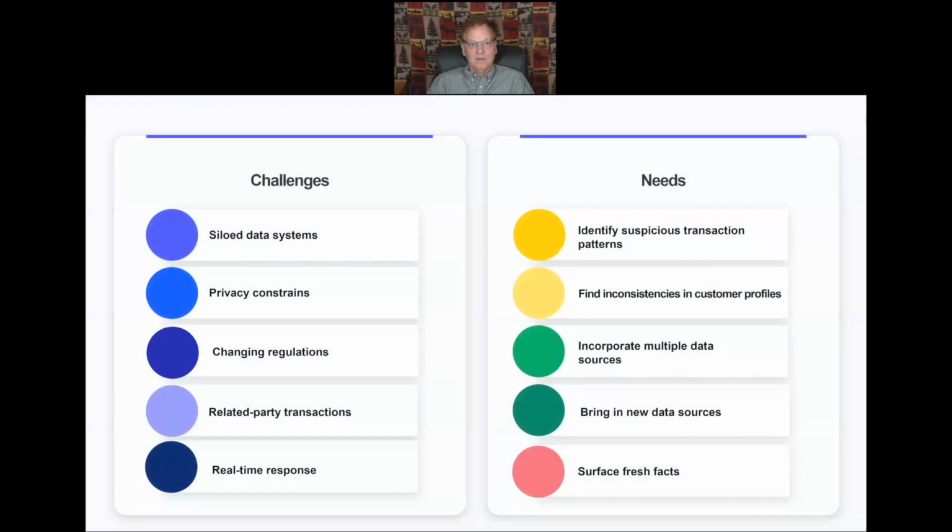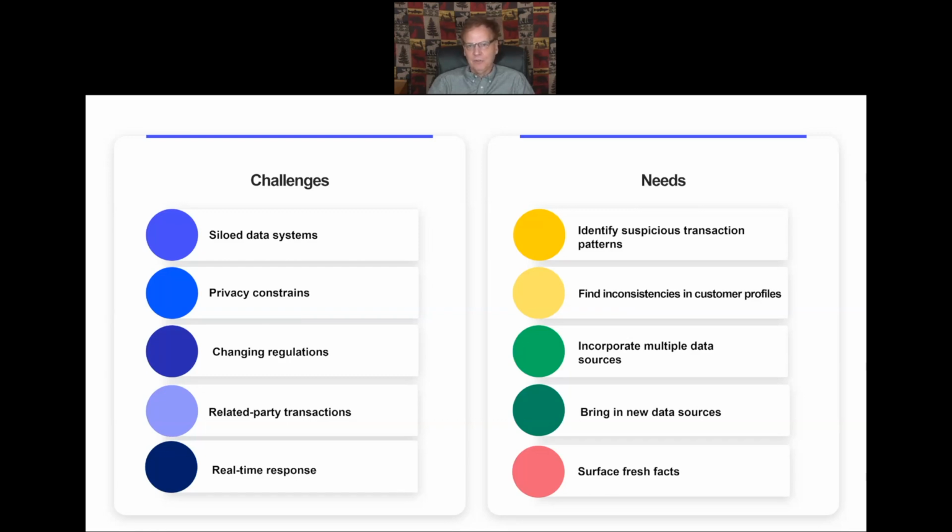And all this leads to a lot of challenges. At a technology level, your data that you need to fight financial crime is siloed into many systems. You're limited in what you can do because of privacy constraints. The regulations around financial crime change every day, and it has to be real time. You don't want to figure out who did the crime 3 weeks after the crime occurred. You want to stop the crime from happening.